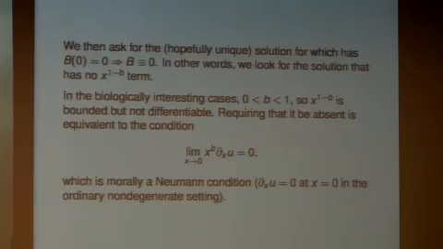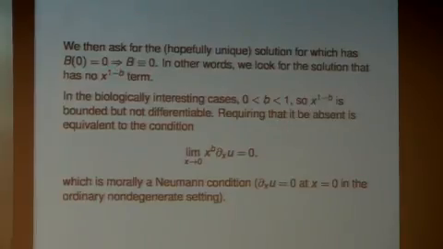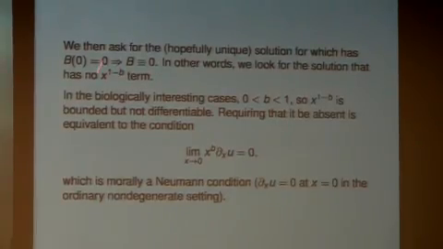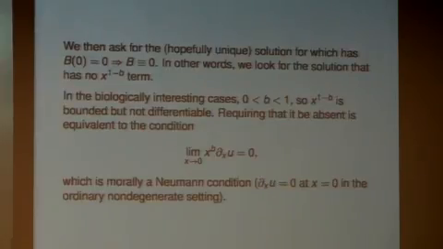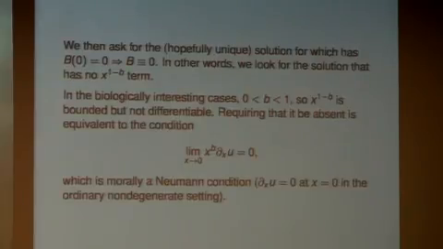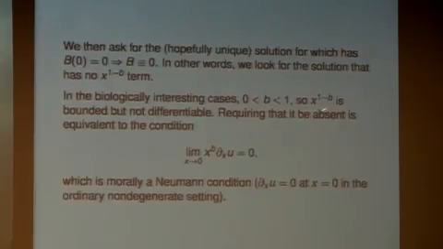What we're looking for are solutions where B is 0, so there's no x to the 1 minus b term. And that's enough, by what I've just been saying, to say that the leading coefficient B of 0 is 0. As I say, we're interested in the applications in the case where b is in the open interval from 0 to 1, for example. X to the 1 minus b is bounded and not differentiable. And the boundary condition we're imposing secretly is like a Neumann condition. The condition is that the x to the 1 minus b term in the expansion of solutions is not there.